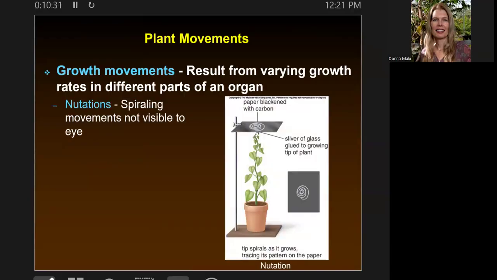One of the early experiments that Charles Darwin did is this one here, with no fancy equipment. They put carbon, like soot, onto this paper and held it above the plant. Then they watched the plant grow, and the tip of the plant would touch that carbon paper and make a tracing pattern as it's moving. They call it a nutation movement, where you get this spiraling movement.